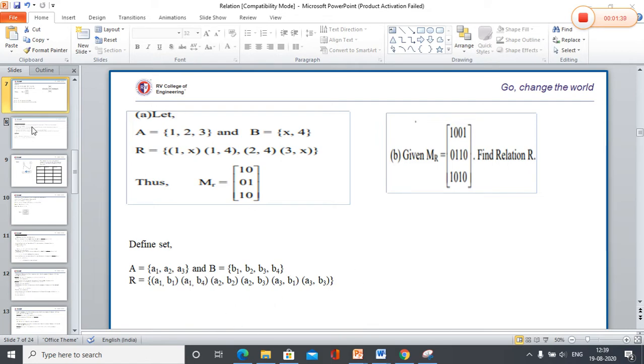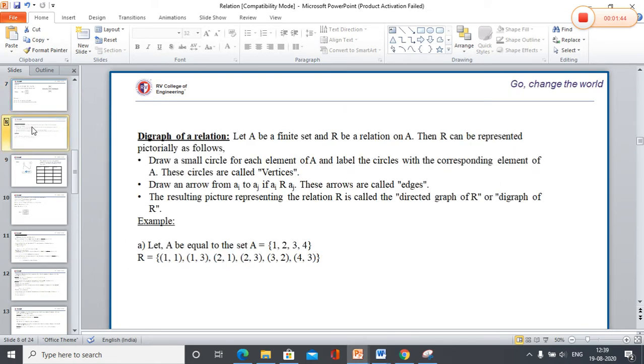Now the next representation is the digraph of a relation. Digraph is also called a directed graph. When I talk about a graph, it is a collection of vertices and edges. So either the matrix will be given to us or the ordered pair representation of the relation will be given to us, and then we have to write the corresponding digraph of that.